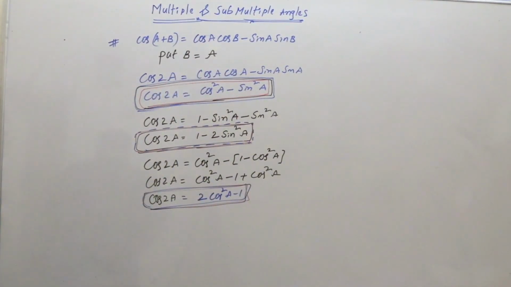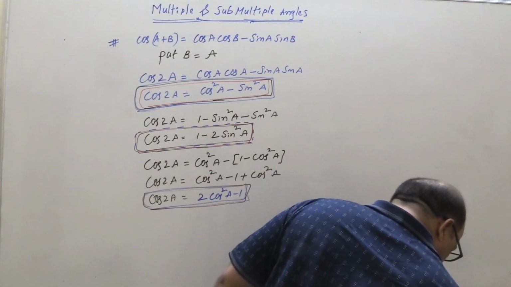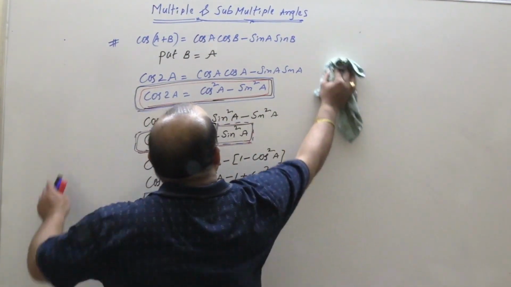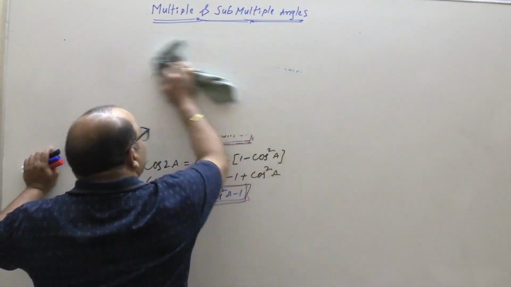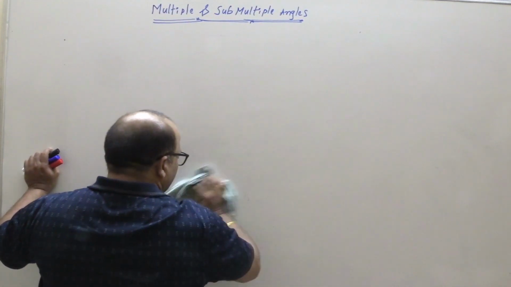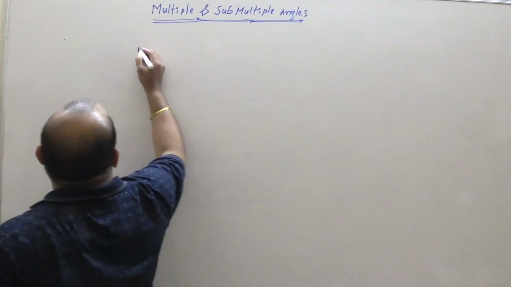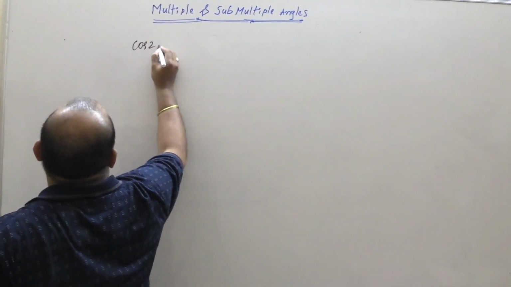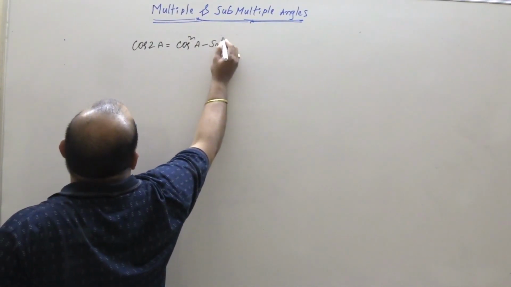Come on, first write, students. Cos 2a. Next one. Cos 2a, I am going to prove the fourth formula. Yes students, cos 2a is equal to cos square a minus sin square a.